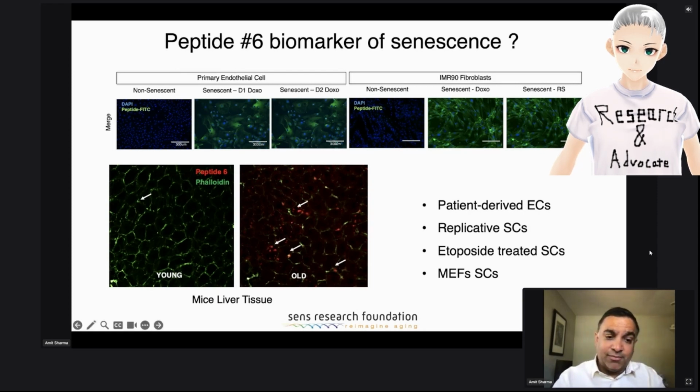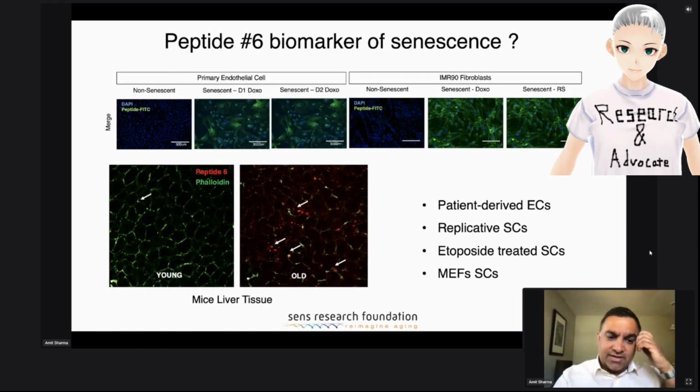And in this, we were able to show that in old liver tissue samples, at least, we were able to see this peptide 6 was able to co-localize with phalloidin, which stains the actin filament in the cell.